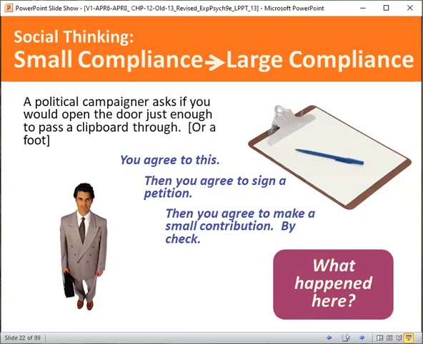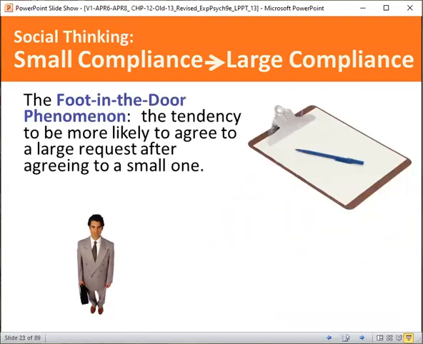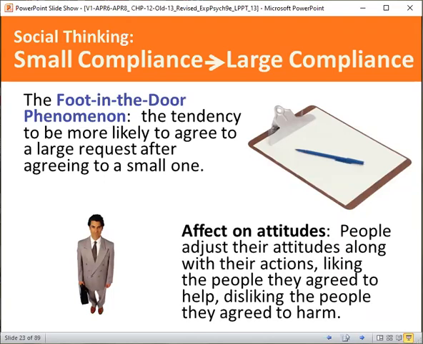Now, what's happening here is the following thing. Why did they agree to do this and then agree to do that? The foot in the door phenomenon is the tendency to be more likely to agree to a large request after agreeing to a smaller request. That's all. So if you get them to do one thing, agree to it, then you're more likely to get them to agree to something else.